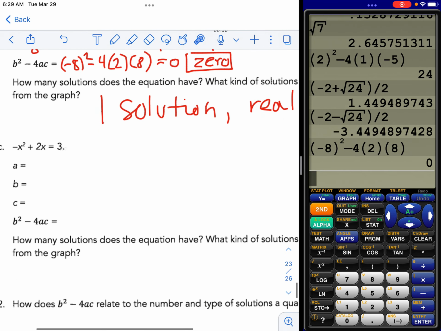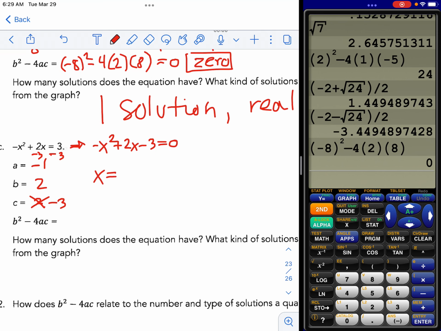And then looking at this last example, a is negative 1, b is 2, and c is 3. Ooh, careful. C is not 3. We need to bring the 3 to the other side so that we can get it written in x squared plus 2x minus 3 equals 0 form. So c is negative 3.